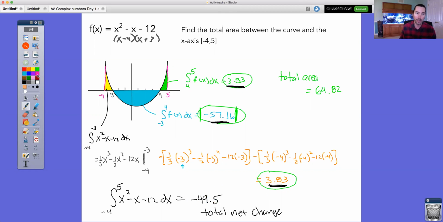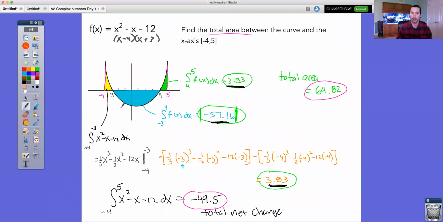The total net change is not the same as the area if part of that area is below the x-axis. Let that sink in. Hopefully that makes sense. I'll repeat it. Integrating it straight through from -4 to 5 does not answer the question of finding the total area. You have to break it down into 3 sections and then integrate each section individually, take the absolute value of all those integrals, and then add them up.